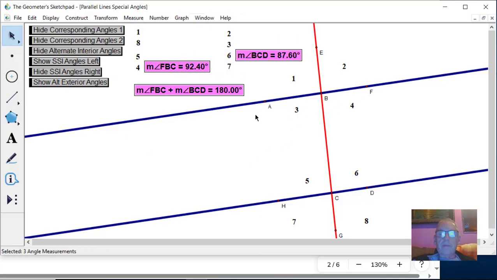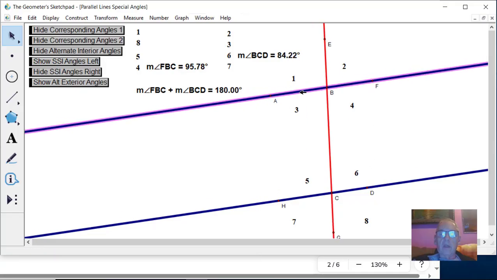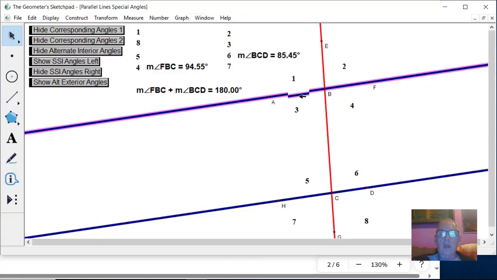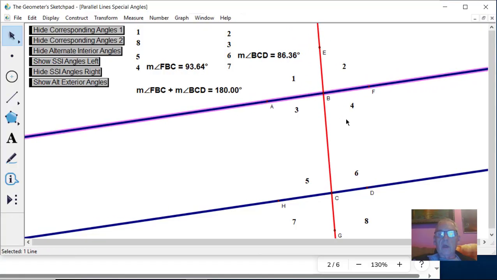Let's look at angle 4 and angle 6. Angle 4 and angle 6 are a pair of same side interior angles on the right hand side. Notice that the measure of angle 4 plus the measure of angle 6 also is 180 degrees. As I change the angles around, notice that the angle measures change, yet they're always going to add up to 180 degrees. So we can say that same side interior angles are supplementary.